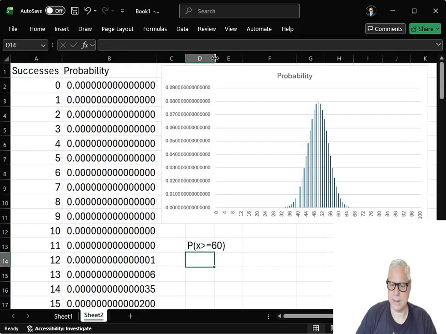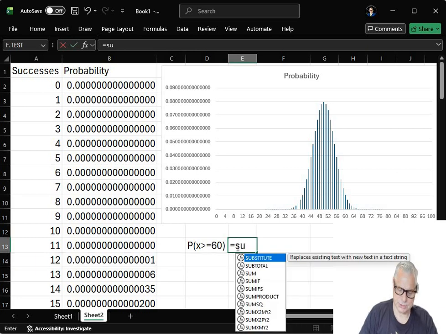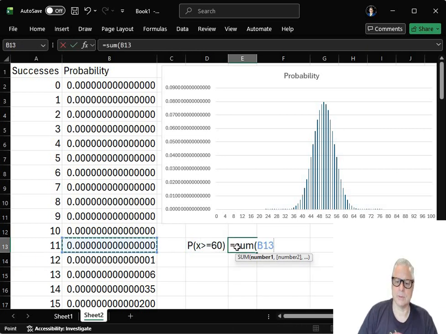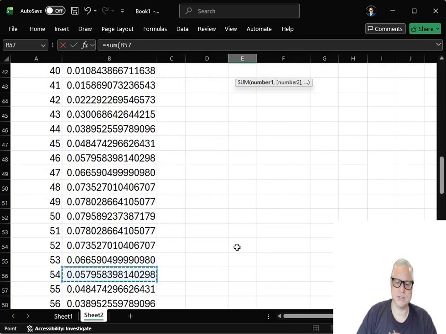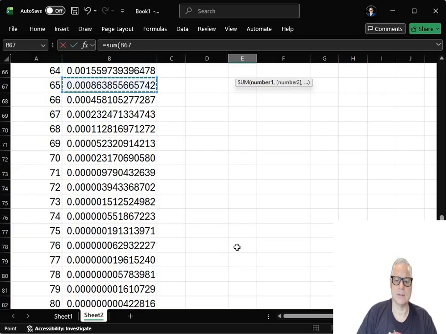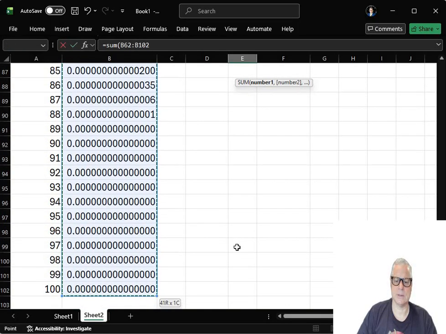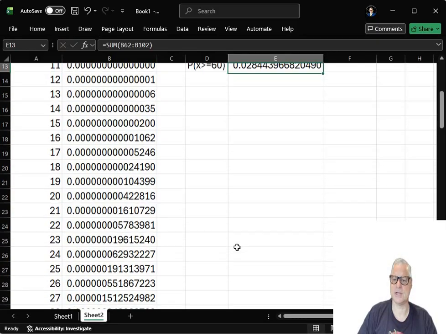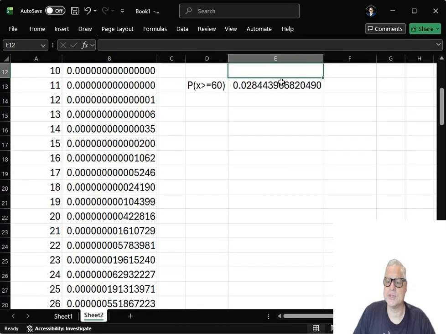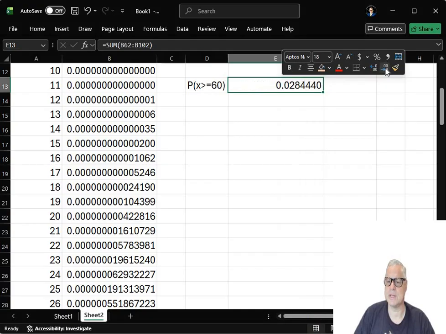I can write that either as the sum of the probability that I get 60 or 61 or 62, and I sum them up. That's what I do first. So I go to the 60 all the way to 100 and I sum it up, and I get 0.0284, but let's remove some of the decimals. I think that's good enough.